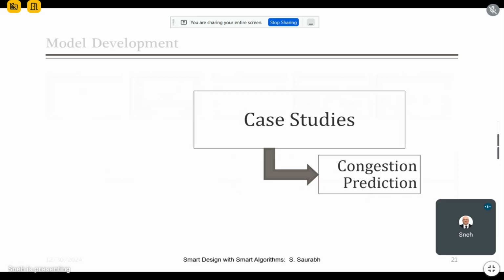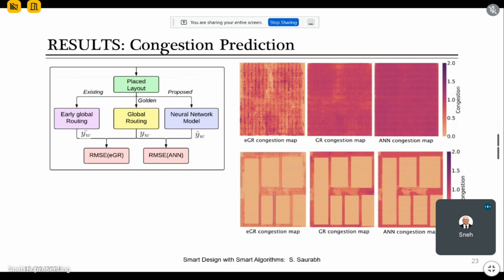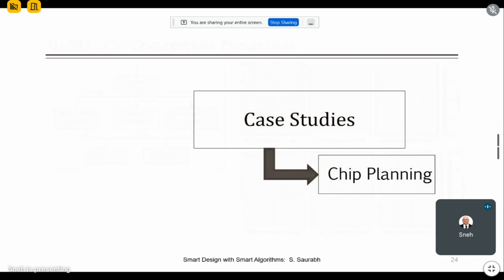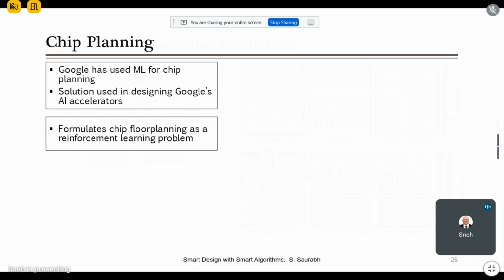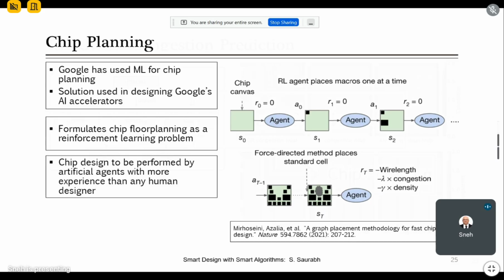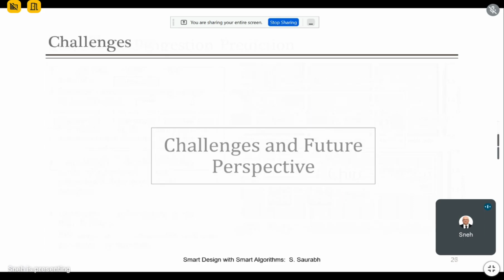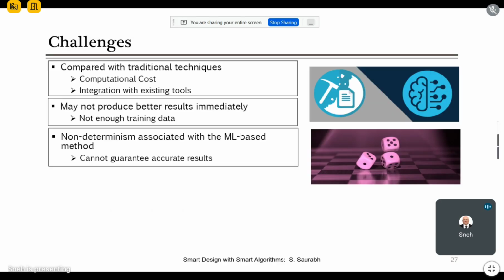Similarly, I think we have used it for congestion prediction. I'll go fast here again, because I think the audience is not able to appreciate this. Again, this is something which Google has tried, and they have shown good results for chip planning. This uses reinforcement learning. I think it looks like the audience is not able to appreciate this, so I'm going very fast.